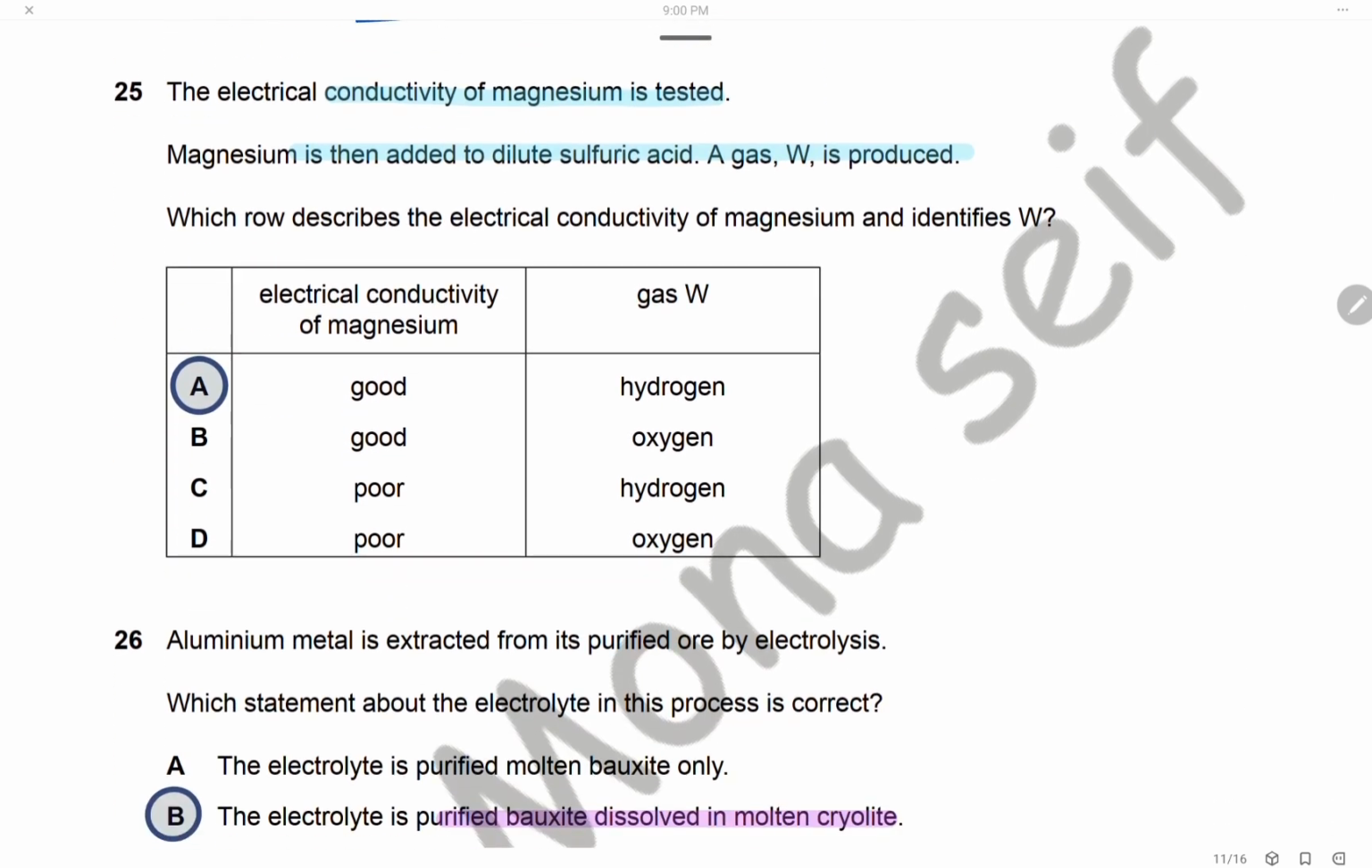Question 25. The electrical conductivity of magnesium is tested. Magnesium is then added to dilute sulfuric acid. A gas W is produced. Of course, magnesium is a good conductor of electricity. It is a metal, so we will choose a good conductor of electricity. And when a metal reacts with an acid, a gas is produced, which is hydrogen. So the answer is A.